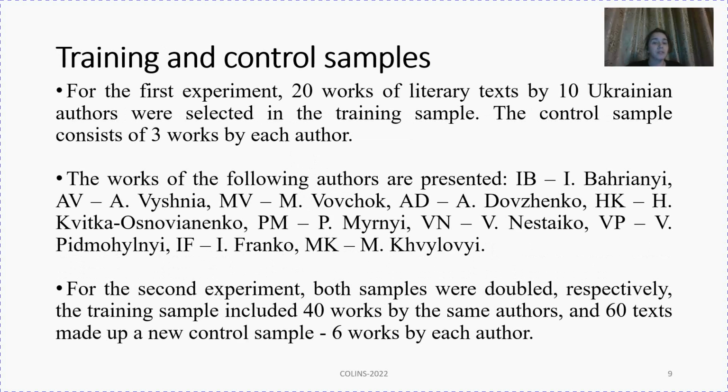In our samples, we use literary texts, and the whole experiment can be divided into two parts. In the first part, we work with 20 works by 10 Ukrainian authors in a training sample, and the control sample consists of 3 works by these authors. The names of them you can see on your screen. And in the second part of the experiment, both samples were doubled.